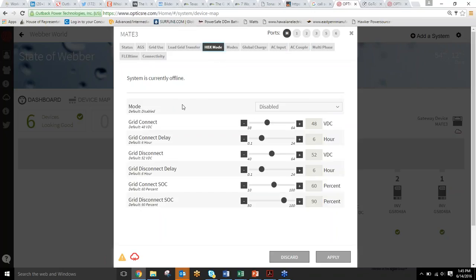HBX is a function of the mate. This is another one that can be used similarly for peak times of day. Essentially, what this does is it allows you to use as much of your battery as you tell the system to use before it reconnects to the grid, so it will take you off grid. High battery transfer is what the HBX stands for. It says, if I've got a full battery, I'm going to use it down to such and such a state of charge to power all of my loads, and when I hit that state of charge, I'm going to reconnect to the grid.